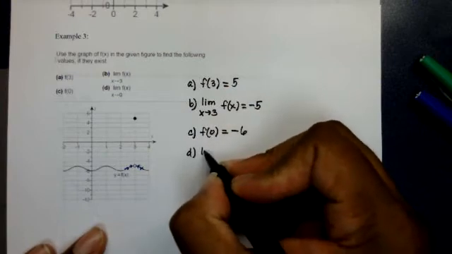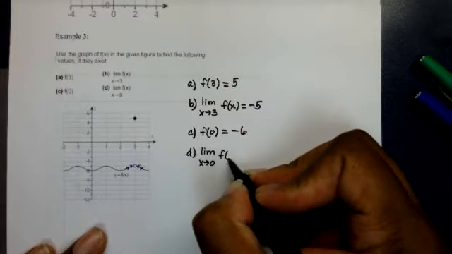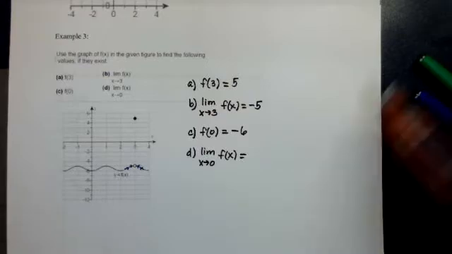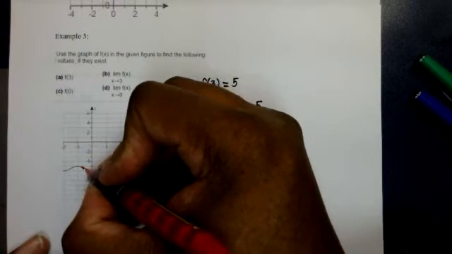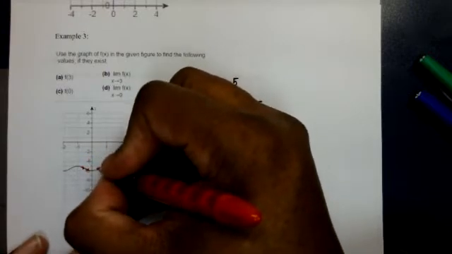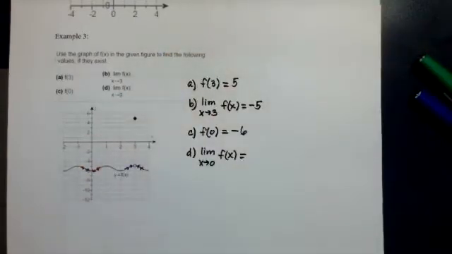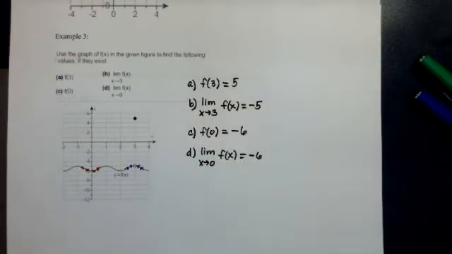Now for part D, let's say we want the limit as x approaches 0 of f of x. The limit as x approaches 0 of f of x. All right, in this case, to the left of 0 is over here. That's getting closer and closer to -6. And to the right of 0, f of x gets closer and closer to -6 as well. So the limit as x approaches 0 of f of x is -6.